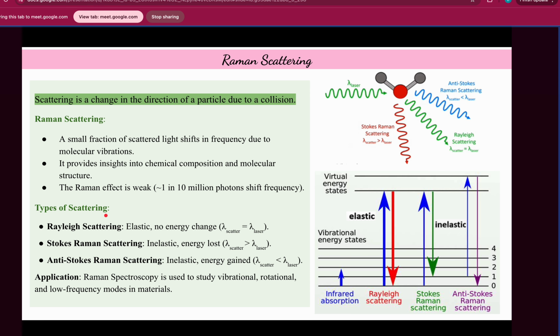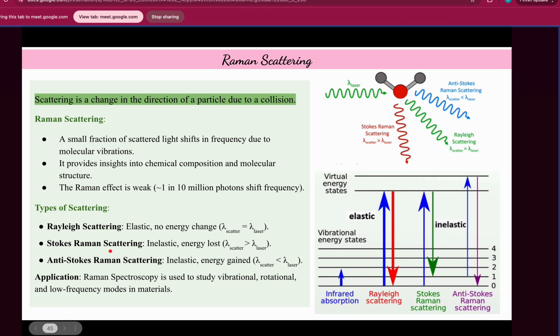Scattering can be of three types. The first one is Rayleigh scattering, known as elastic scattering, which says that the light which strikes the molecule, the same light is emitted. That means the wavelength of the scattered light is equal to the wavelength of the laser. Also keep in mind that in all other techniques we use some kind of light source, but in Raman scattering we use laser light. So the wavelength of the laser equals the wavelength which is scattered.